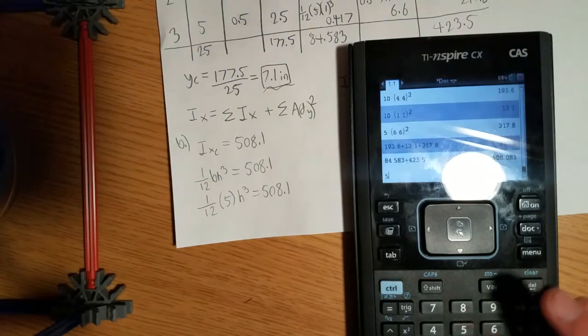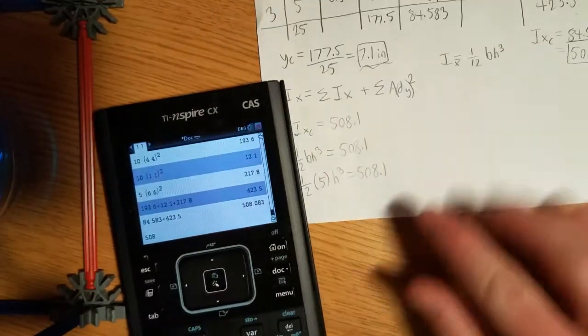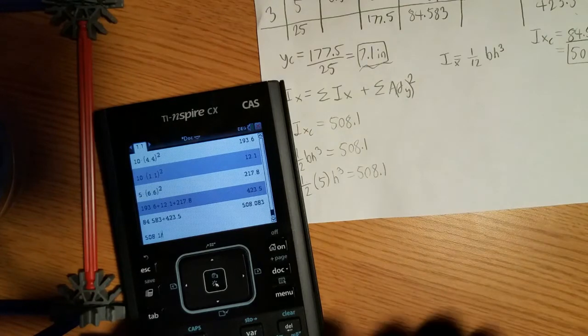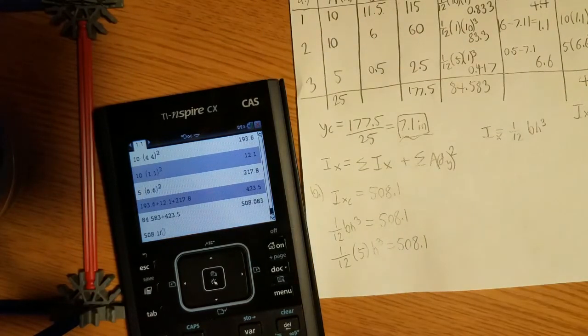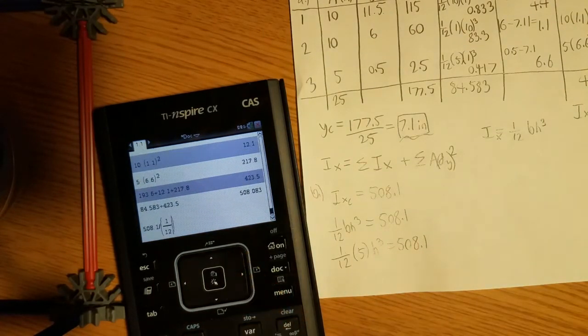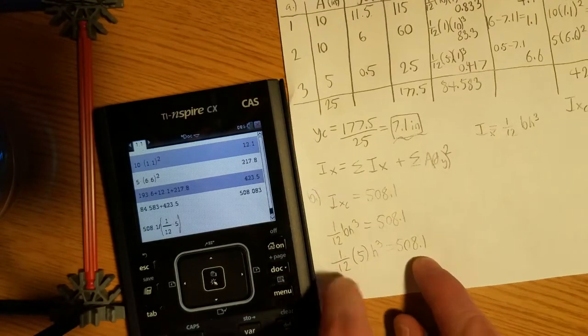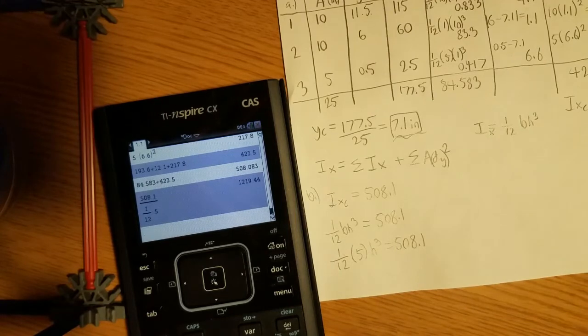So we've got 508.1 divided by, and then in parentheses, 1/12 times 5. Just taking this to the other side there.